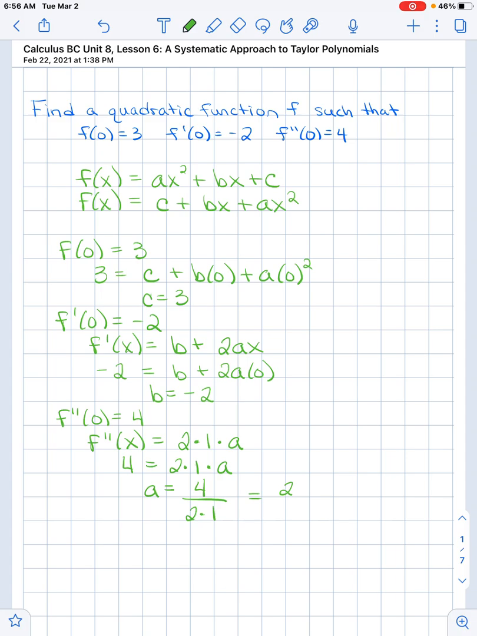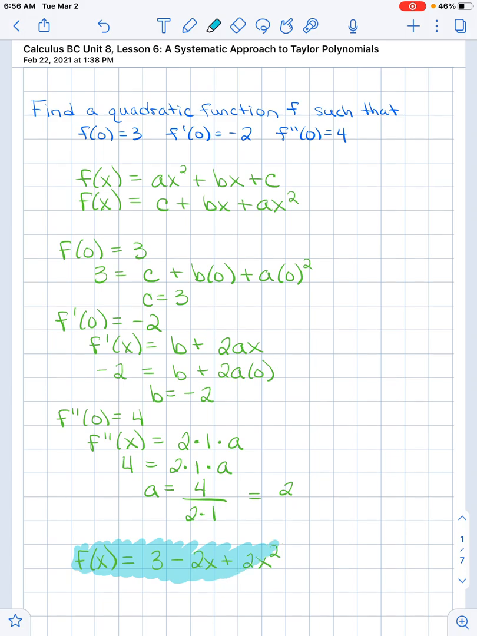All right, so I can write this quadratic. I know that c is 3, b was negative 2, and a was positive 2. It was the second derivative divided by 2 times 1. There is a quadratic that fits all of that criteria.